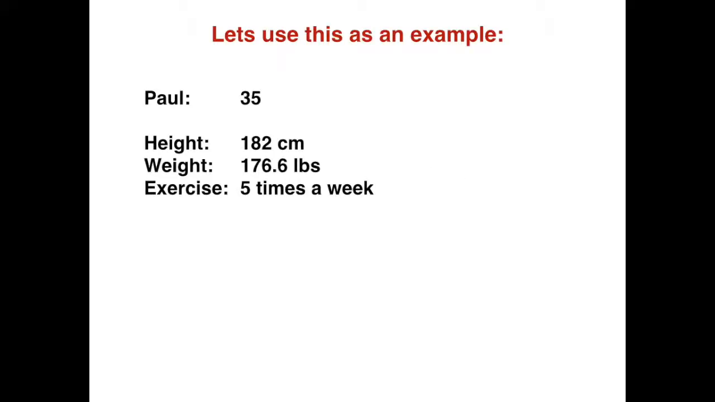We could work it out manually using loads of maths on a bit of paper, but I find it easier just to click on this website. This will be linked in the PDF. We're going to use this as an example. We have Paul. He's 35 years old. He's 182 centimetres. He weighs 176.6 pounds and he exercises 5 times a week.